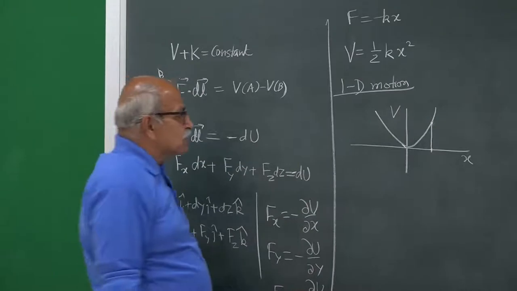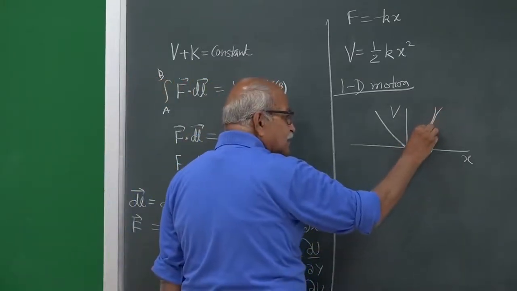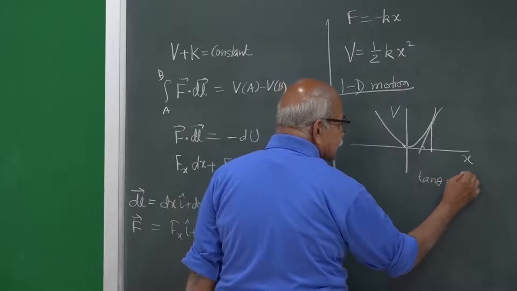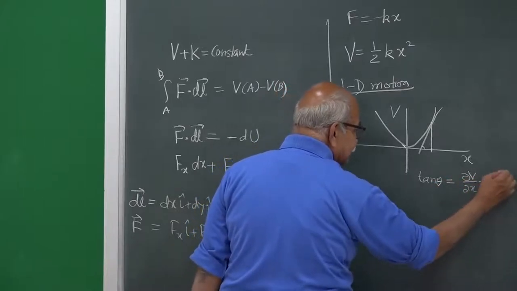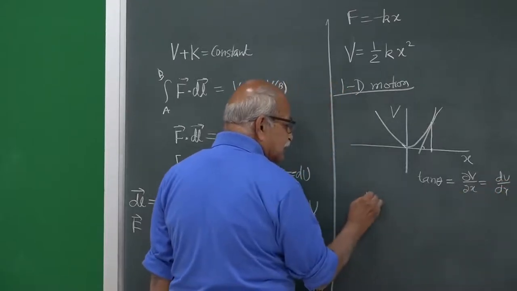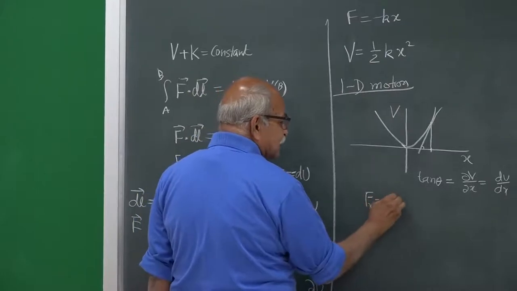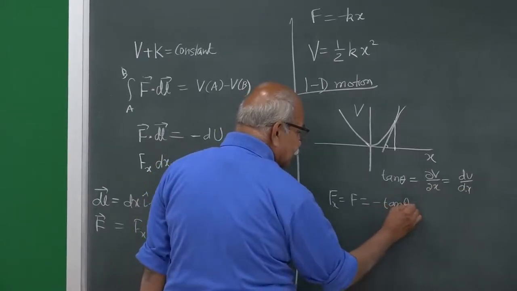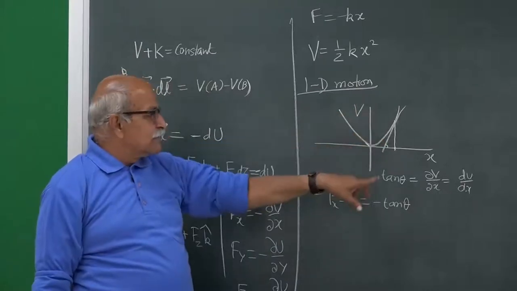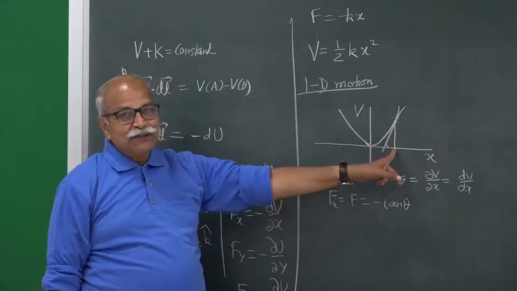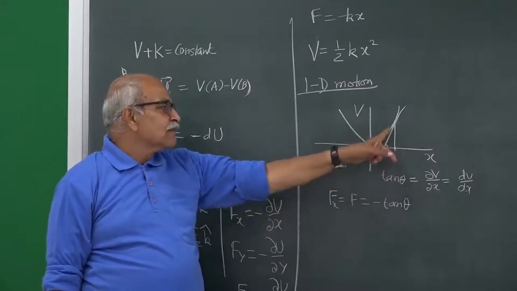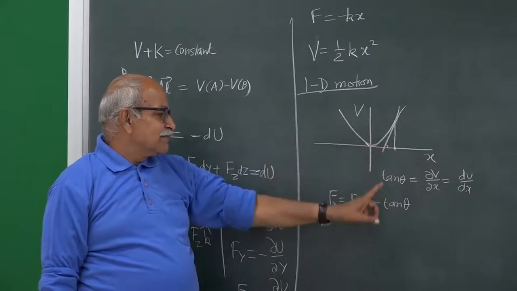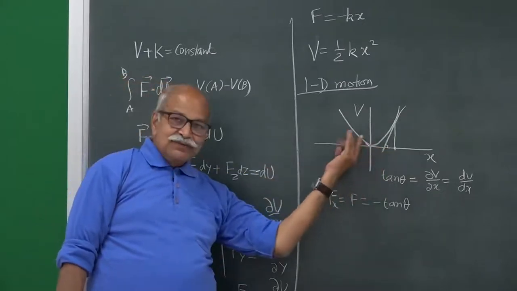And here if you draw a tangent, the slope of this is del V del x, which in this case is dV dx. And therefore, your force is all one dimension, so Fx is same as F. So that is minus of this dV dx, and that is minus of this tan theta. So from this diagram it comes out that if the particle is here on the positive side of the origin, then the slope is positive, this angle is less than 90 degrees, an acute angle, tan theta is positive, and the force is negative, so force is towards the origin.